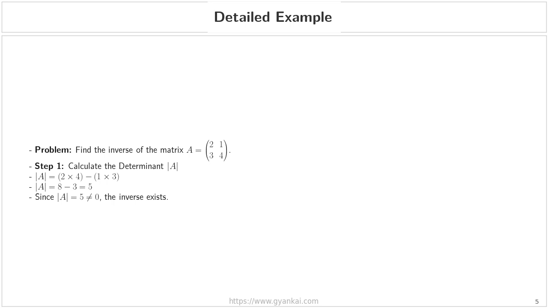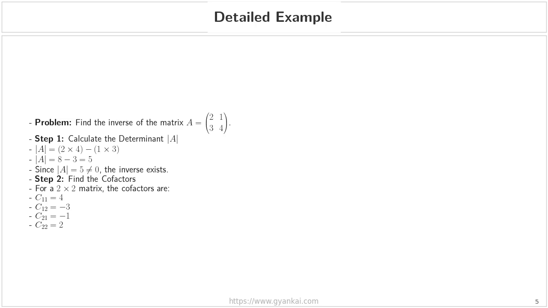Now, referring back to our rule about non-singular matrices, since our determinant is 5, which is not equal to 0, we can confirm that the inverse definitely exists. Moving on to step 2, we need to find the cofactors. For a 2-by-2 matrix, this involves finding the value for each position. The cofactor for the first row, first column is 4. For the first row, second column, it is -3. For the second row, first column, it is -1. And for the second row, second column, it is 2.